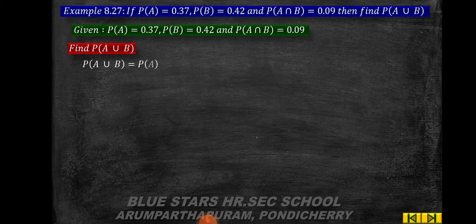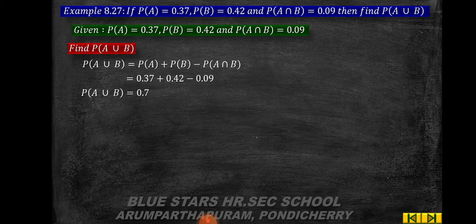For finding P of A union B, the formula is probability of A plus probability of B minus probability of A intersection B. So this is equal to 0.37 plus 0.42 minus 0.09. Probability of A union B is equal to 0.7. That's all.